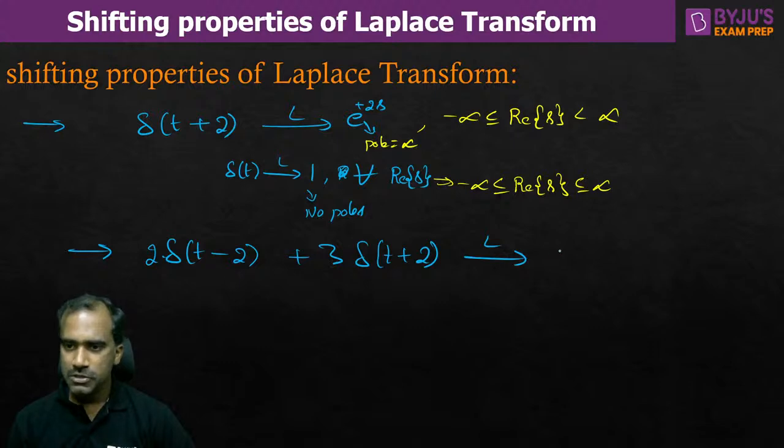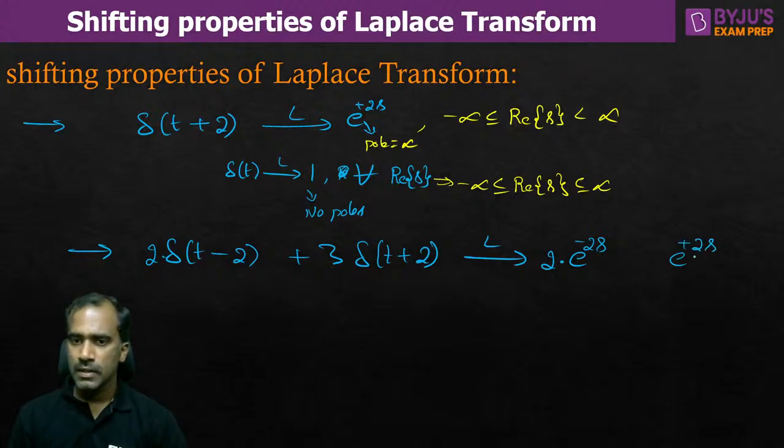Now let's find the Laplace transform of this one. Del of t minus 2 Laplace transform is e power minus 2s. A constant is multiplied, the same constant will be multiplied in the Laplace transform. Next, del of t plus 2 Laplace transform is e power plus 2s. Whatever constant is multiplied in time domain, the same constant is multiplied in Laplace also. If there is addition between two signals, there will be addition between the corresponding Laplace transforms also, using the linearity property. So this is the Laplace transform.